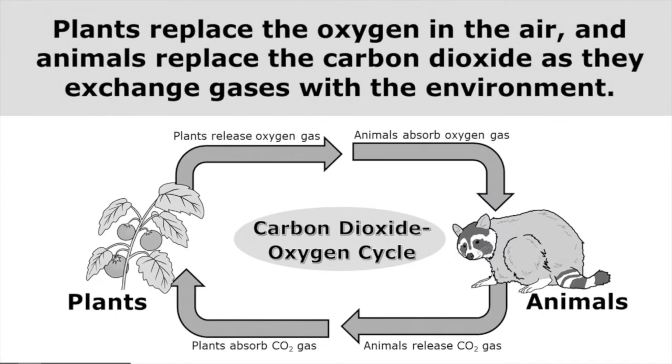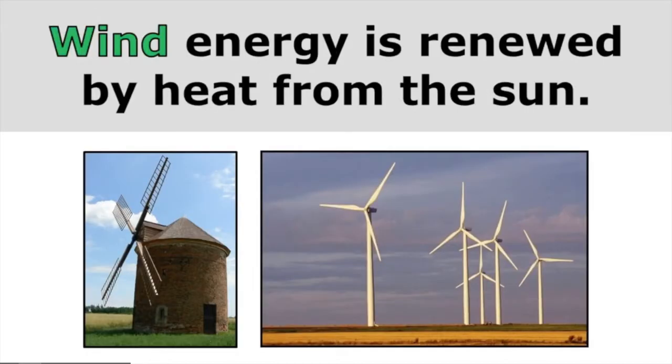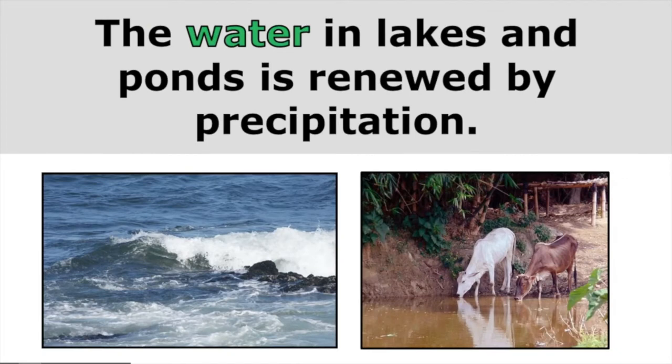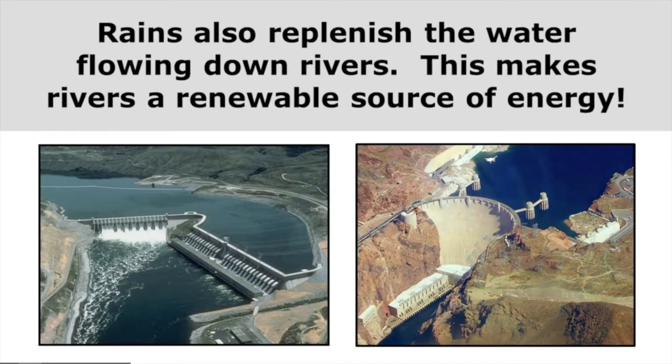Plants replace the oxygen in the air, and animals replace the carbon dioxide as they exchange gases with the environment. And wind energy is renewed by heat from the sun. The water in lakes and ponds is renewed by precipitation. The rain replaces the water that's been used. Rains also replenish the water flowing down rivers. This makes rivers a renewable source of energy.